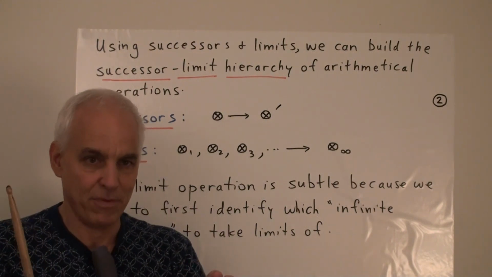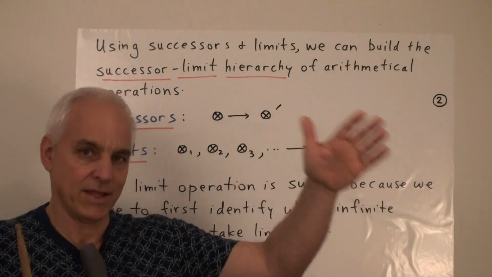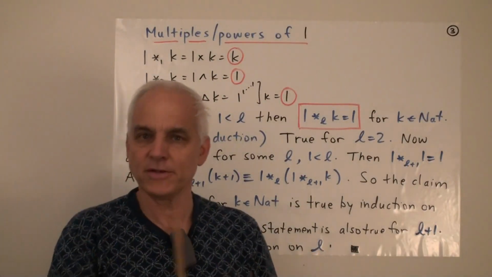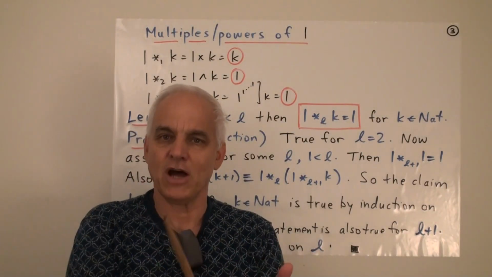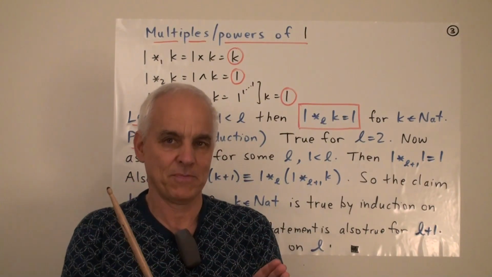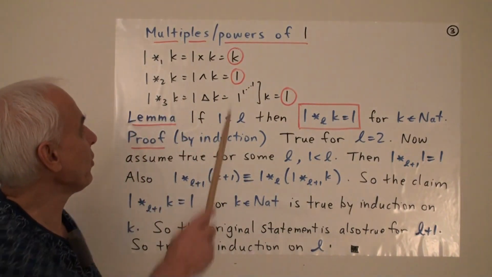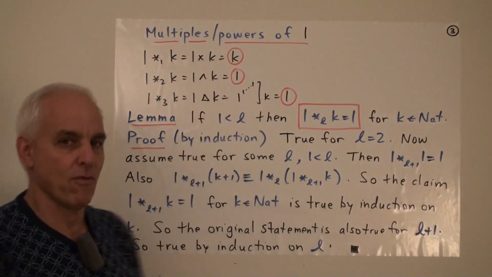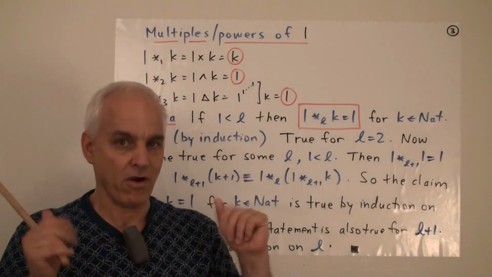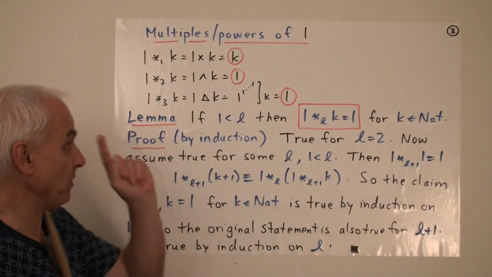So step by step, without actually invoking anything that's infinite. Now, before we get into that, I'd like to take a little bit of time just to explain a very special case. And that is a situation when we're looking at multiples or powers of 1, where we're multiplying two of our objects with one of our operations, and the first one happens to be 1.